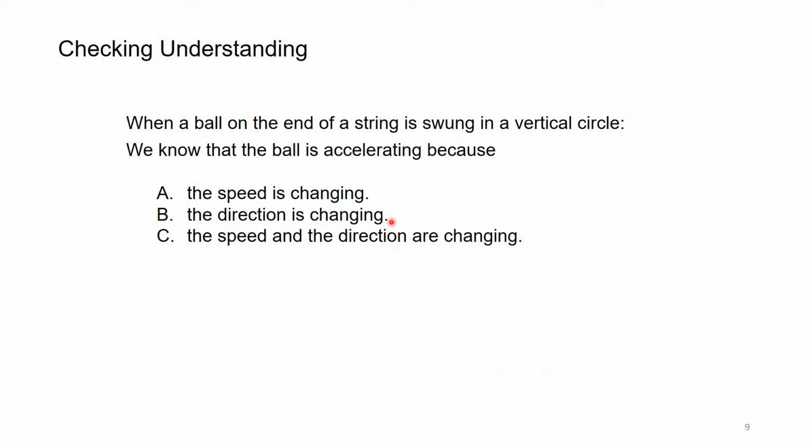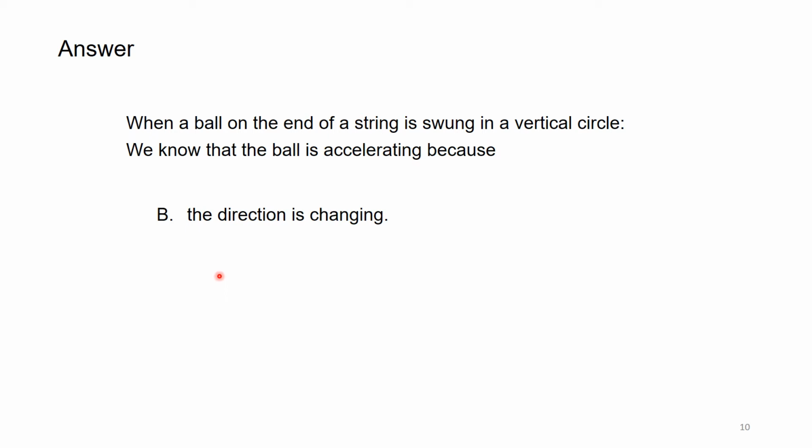So let's try this question. We have a ball on the end of a string, and the string is swung in a vertical circle. So you make a vertical circle by swinging the string. And we know the ball is accelerating because of these three options. Option A, the speed is changing. Option B, the direction is changing. Option C, the speed and direction are changing. So which is the right answer? The right answer is the direction's changing. If the direction changes, the velocity must be changing, which means the ball is accelerating.